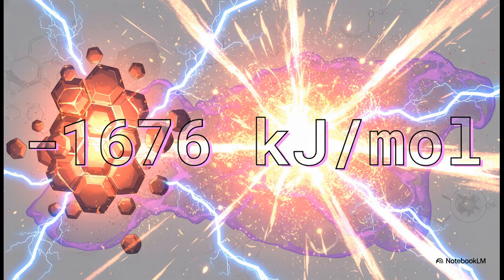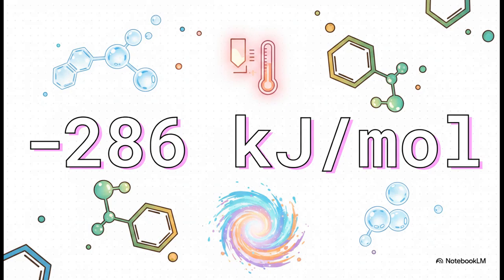Look at aluminum oxide. It has a massive enthalpy value of negative 1676 kilojoules per mole. This vividly highlights the sheer, incredible amount of raw energy locked away inside these chemical structures. When those specific bonds form, a tremendous amount of thermal energy is unleashed into the environment. Even something as common and stable as liquid water has a significant enthalpy value of negative 286 kilojoules per mole.